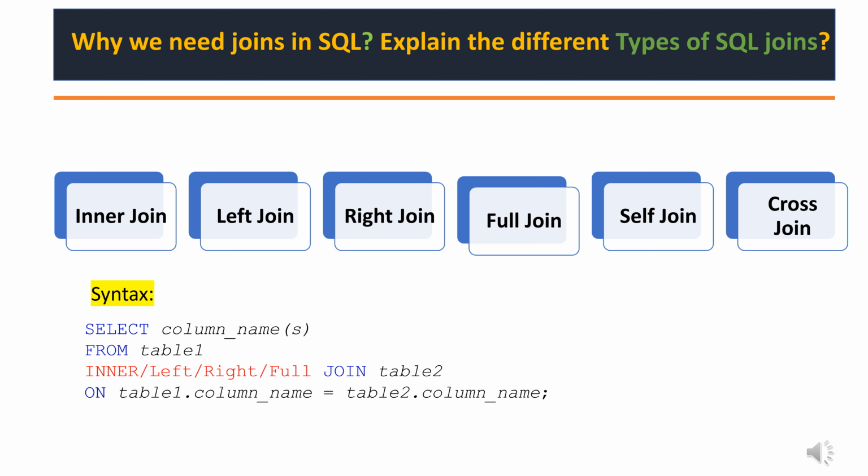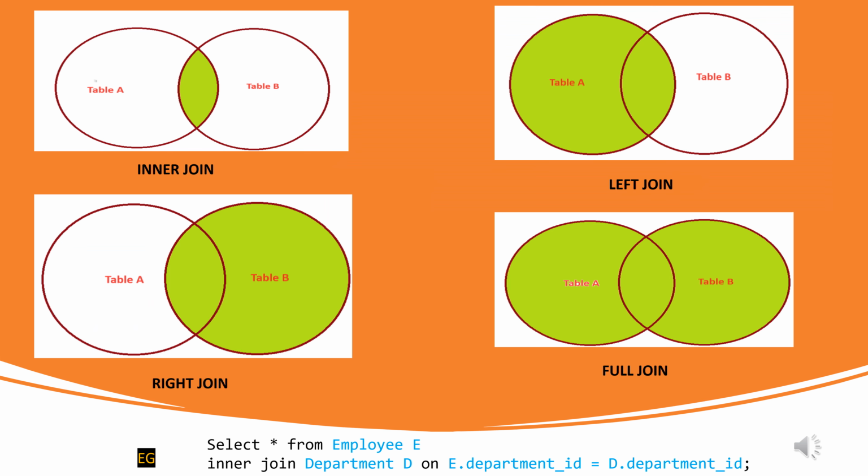And the syntax for the join is very easy. Select columns from table 1, whatever join you have to use, provide that join, table 2 on table 1 dot column name equal to table 2 dot column name. Here consider the first circle as table A and the second circle as table B. Also, in terms of join, table A is your left table and table B is your right table.